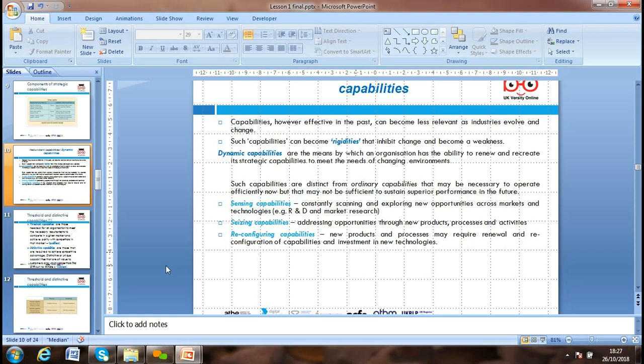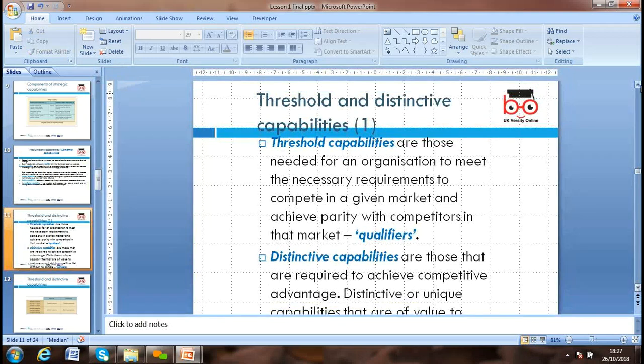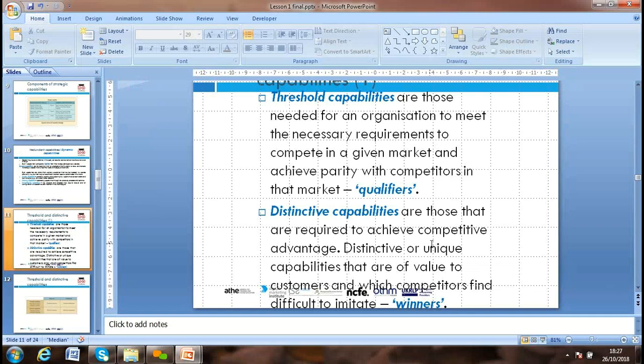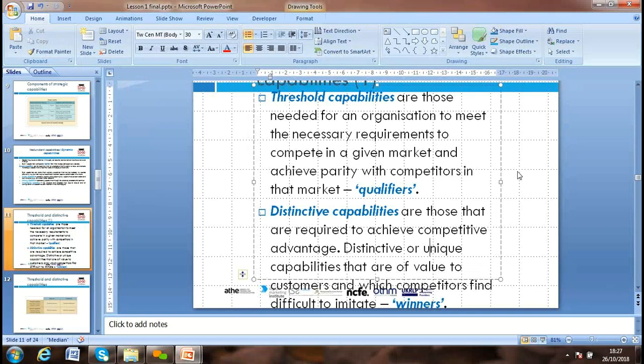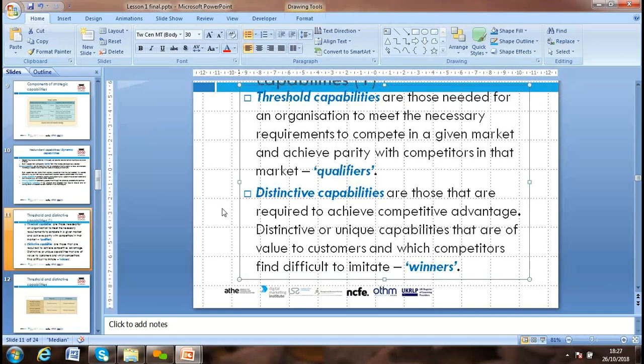That's good. Next we need to look at threshold capabilities. What is meant by that? Those needed for an organization to meet the necessary requirements to compete in a given market and achieve parity with the competitors in that market. A qualifier, we can say. A capability that can differentiate us from others creates the competitive advantage. Exactly, so that's what we need to look at, so we can be a winner in the market.